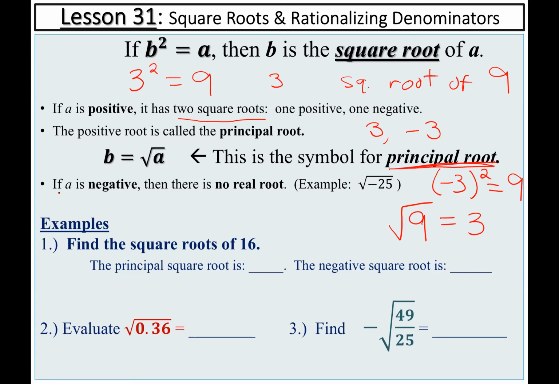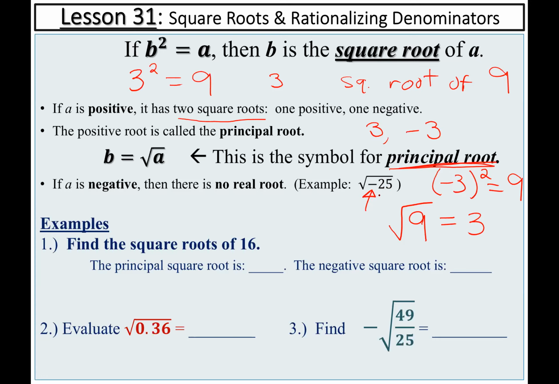Okay, and then the next thing we're reading here, it says if a is negative, then there is no real root. So what that means is if we try to take the square root of a negative number, there's no real answer to that. The answer would actually be something called an imaginary number, believe it or not. Some of you may have heard of that before, depending on your experience with high school math and algebra and pre-calculus. So if you've heard of imaginary numbers, great. If not, don't worry about it. We're not going to cover those in this course.